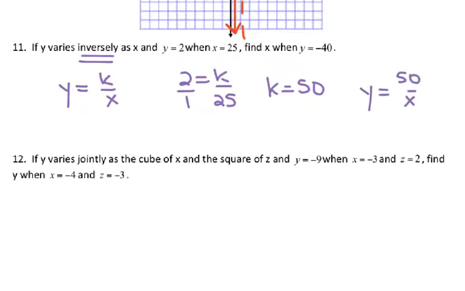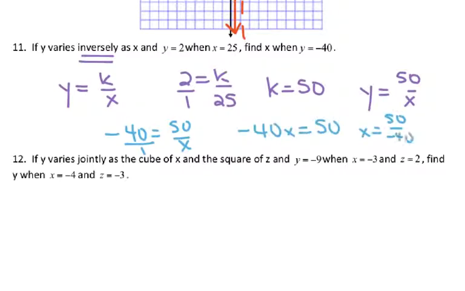So now that you know that y is 50 over x, then you can find x when y is negative 40. So negative 40 is equal to 50 over x. Again, remember, that's just a proportion. So negative 40x is equal to 50. So x is equal to 50 over negative 40. Those zeros cancel. It's negative 5/4.